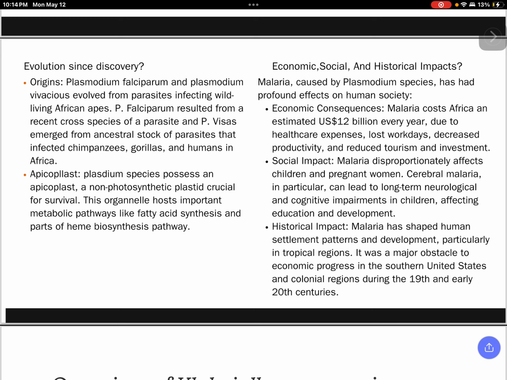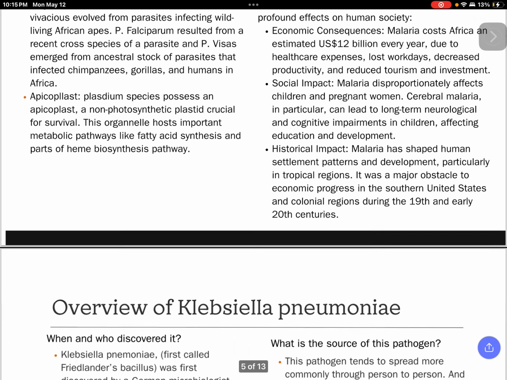Some of our historical impacts. Malaria has shaped human settlement patterns and development, particularly in tropical regions. It was a major obstacle to economic progress in the southern United States and colonial regions during the 19th and early 20th centuries.